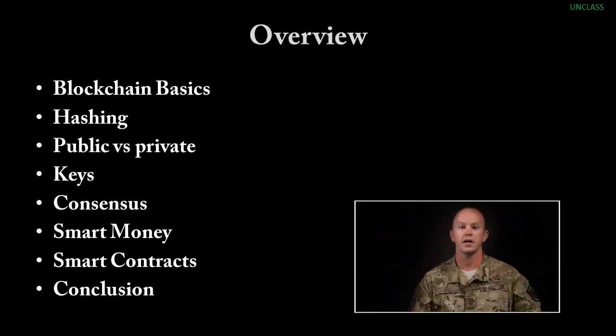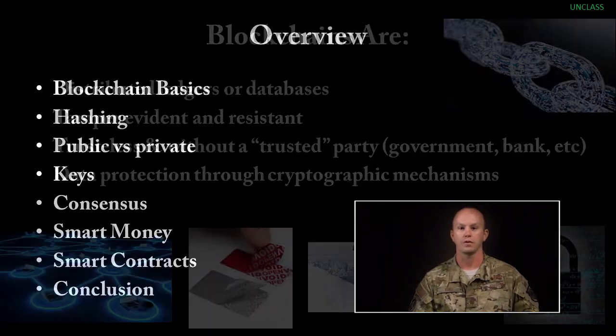What we're going to talk about today, again in about 10-12 minutes, is blockchain basics. We're going to talk about hashing because it's heavily important in blockchain. We'll talk about both public and private blockchains, how they're different. We'll talk about some asymmetric key cryptography, very, very briefly, no math, I promise. We'll talk about consensus mechanisms and how they are interpreted and implemented in blockchain. We'll talk about two use case examples of smart money and smart contracts. And then we'll conclude with some takeaways for this.